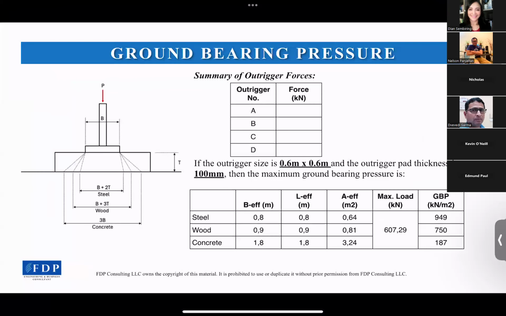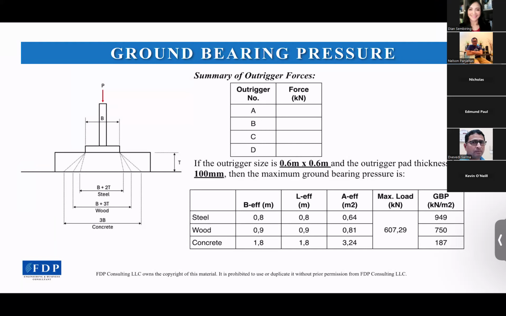Any question for the outrigger's ground bearing pressure? Do you have any question, everyone? Maybe from Sarma or from Paul or from Kevin and Aviv? Mohammed, do you have any question? No questions, Dian and Nelson? Thank you. Thank you so much, Paul. Sarma, you are unmuted now. Do you have any question? Yeah, no questions. Thank you.